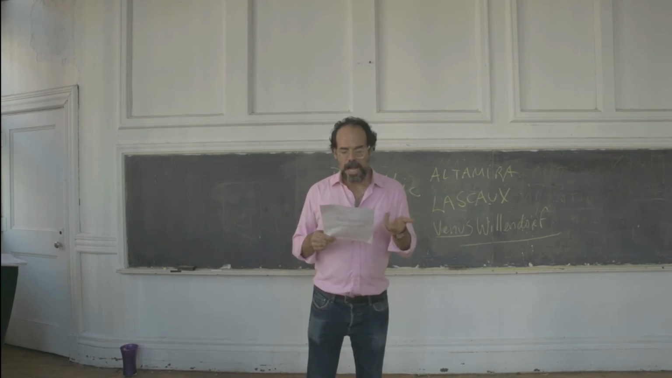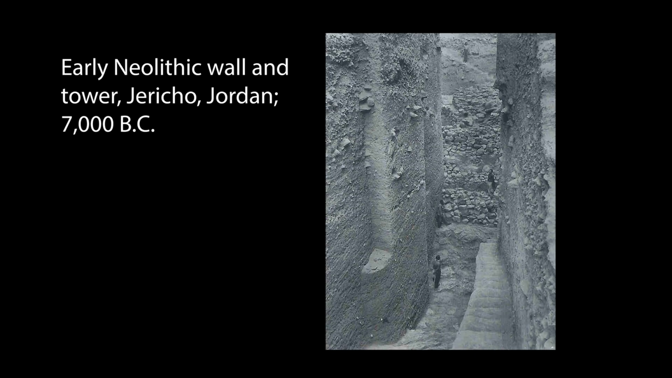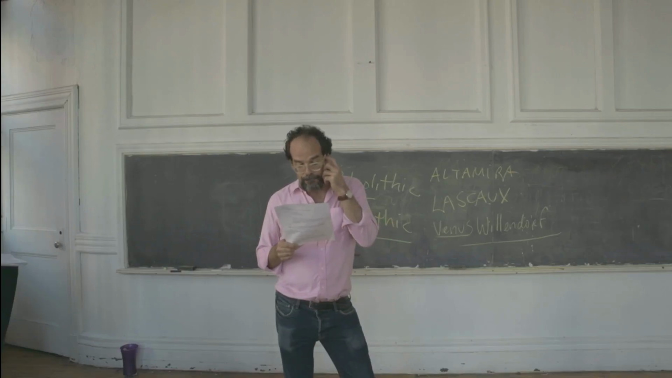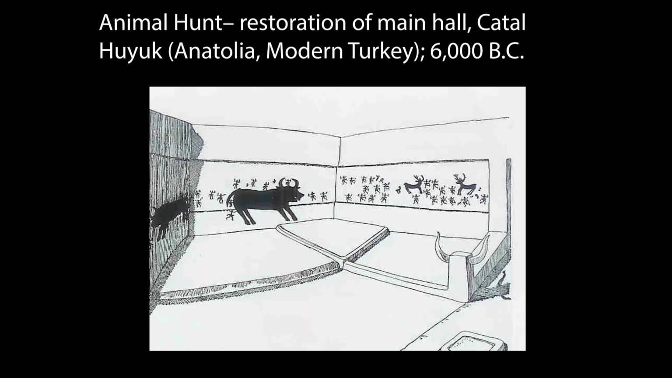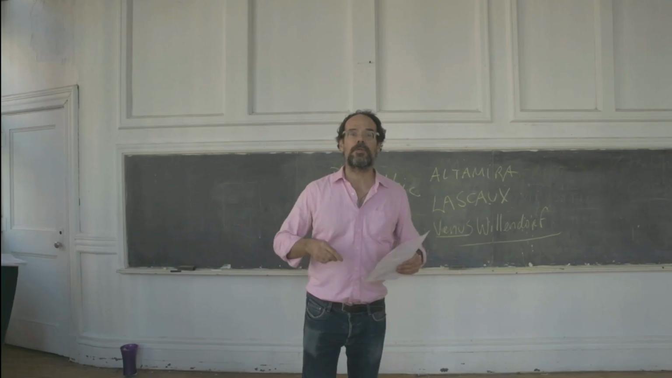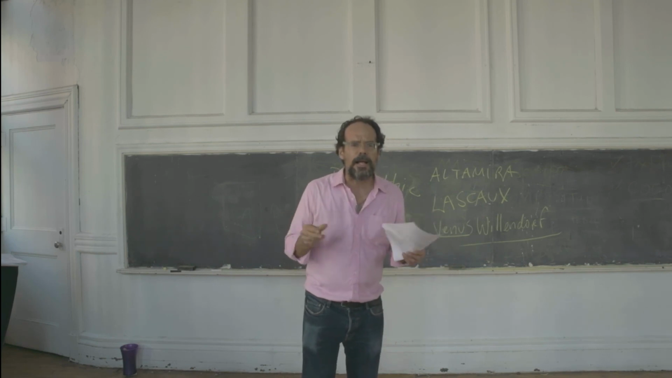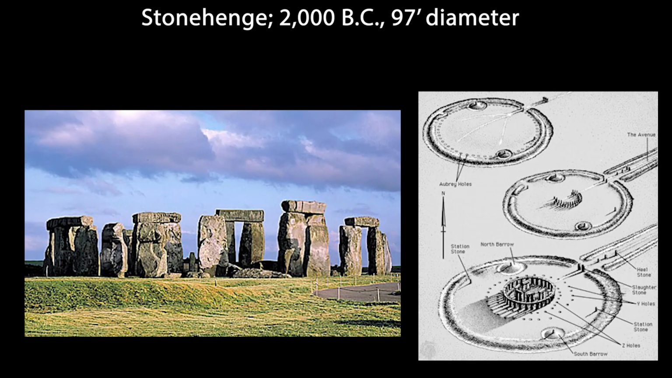Now, I'm also going to show you some fortified walls from Jericho, in the West Bank territory near Jerusalem. I'm also going to show you some places in Turkey, Anatolia, some drawings. Here are some sculptures. And I would like to end with a monument that we all know and admire, and we're also mystified by. And that is, of course, Stonehenge, that circle of rocks in England that so many pilgrims visit every year.